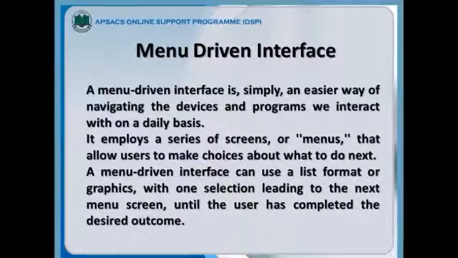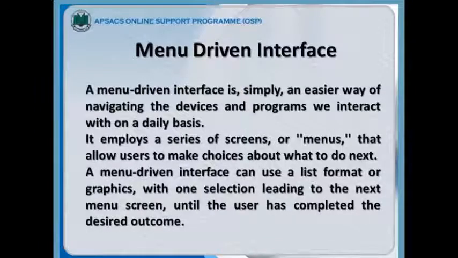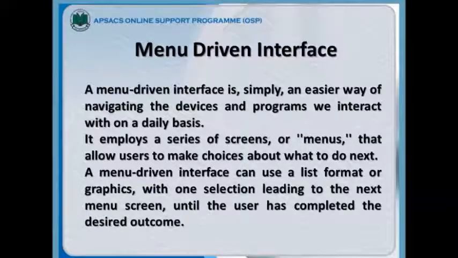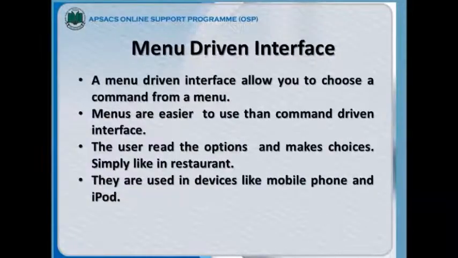The daily life example of menu-driven interface is the menu of a restaurant. In a restaurant, you have a menu card, and from that menu card, you select the food that you would like to eat, and then you place the order. In the same way, in menu-driven interface, you select the options. It can be more than one choice. You make your choices and so on. In this way the menu-driven interface works, and its working is similar to that of the restaurant menu we have in our daily life.